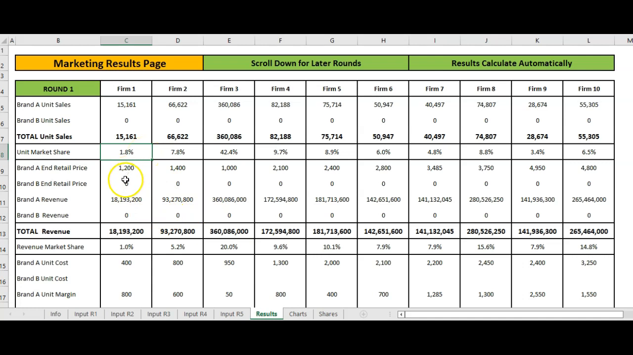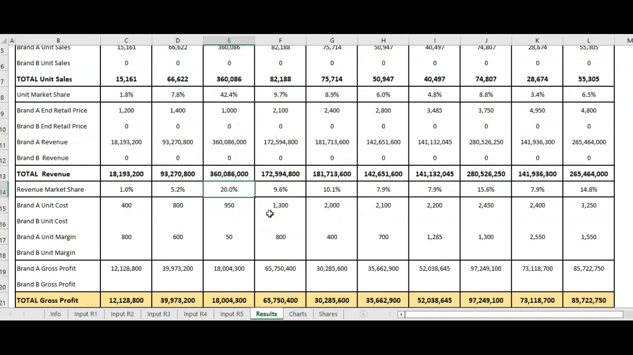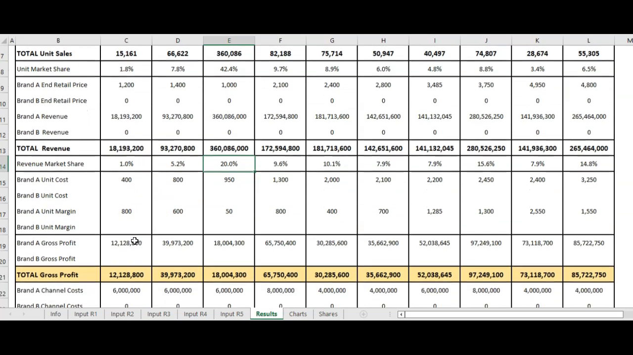Then it builds in the price, the end price, which is after the discount, and works out your revenue. You've got a revenue market share. So you can see firm 1 has only attracted 1% of all revenue out of 10 firms. Not great. Firm 3 has 20%, and you can see the other numbers there. Then we work out the cost margin. We've already worked that out, but it's brought into this summary table so we can see what's happened.